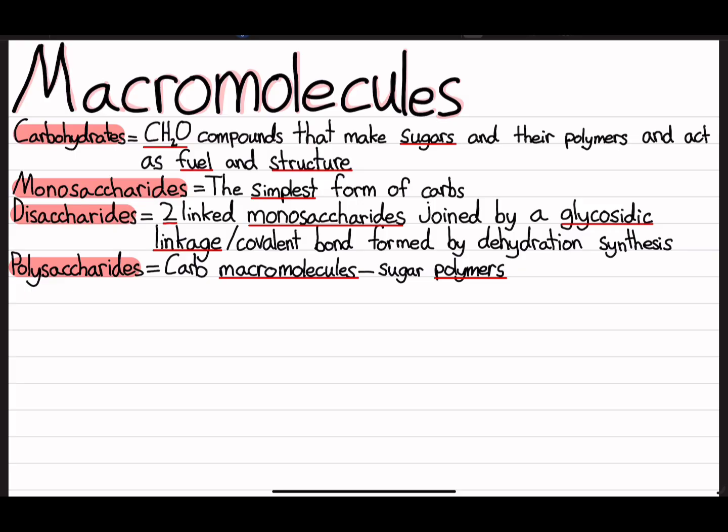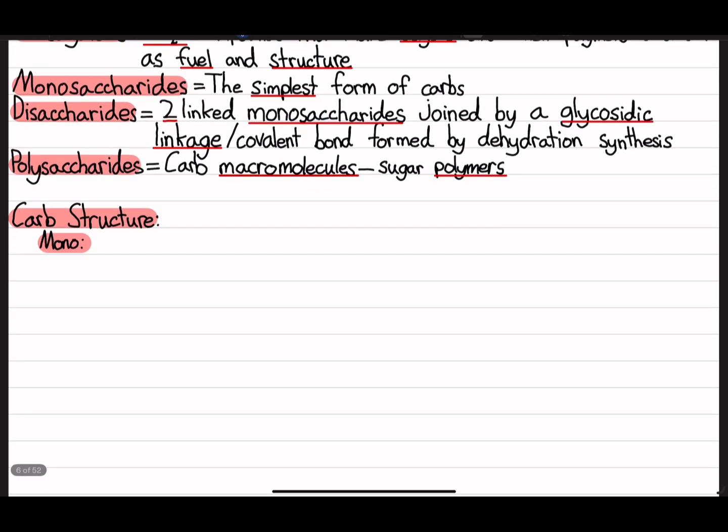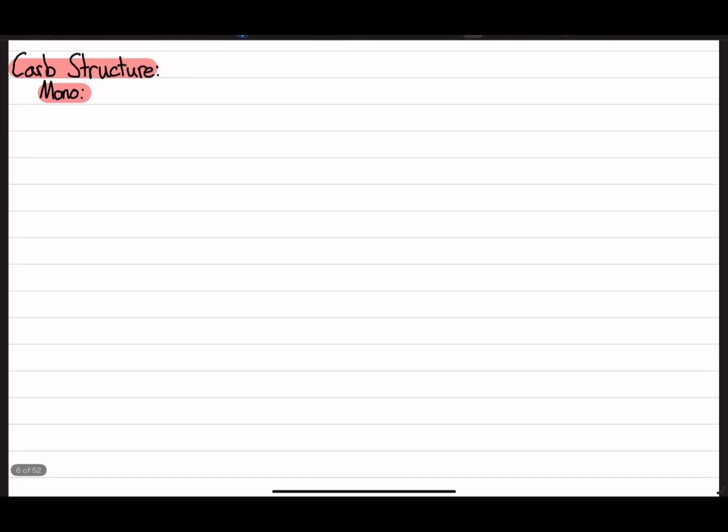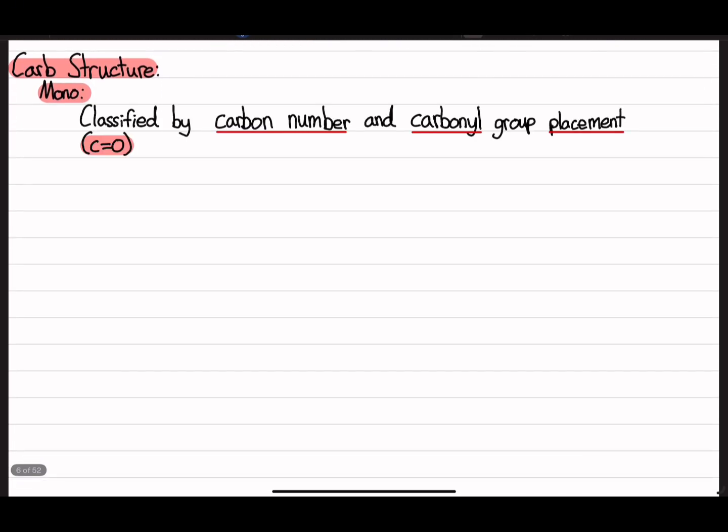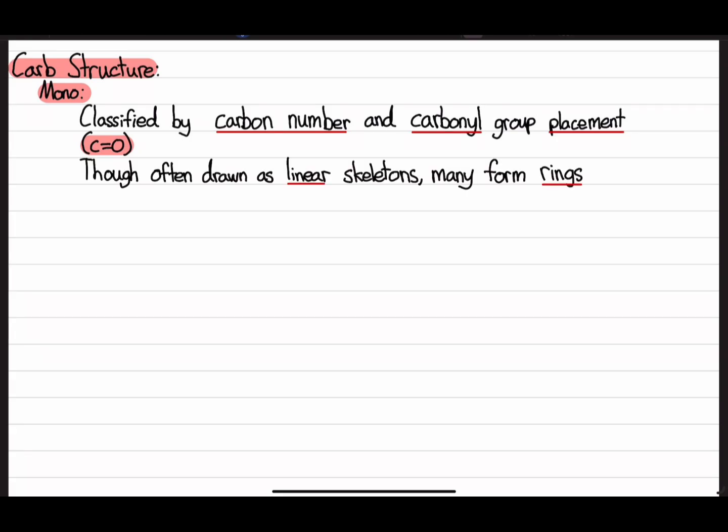Now, the different types of monosaccharides are classified by the number of carbon atoms in the molecule and the carbonyl group placement in its structure. You will need to know all the functional groups for the AP Biology exam, and the carbonyl group is one of these. As shown, it's a carbon double bonded to an oxygen. We will make a short video soon on the necessary functional groups to know. Carb monomers can be either linear or ring-shaped.